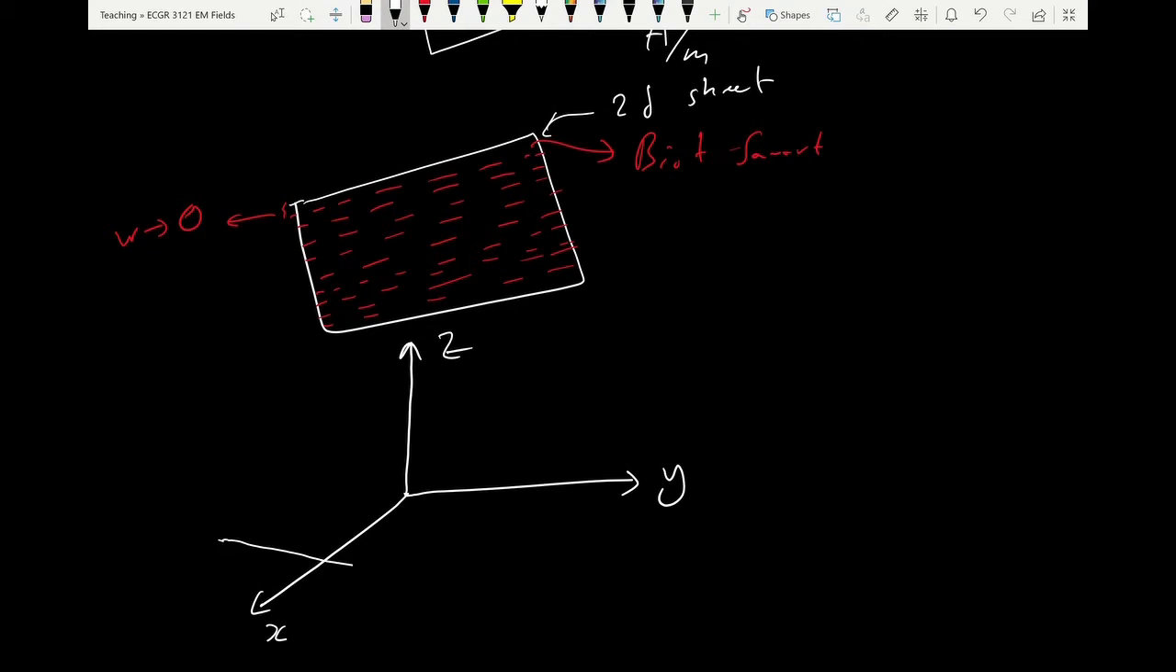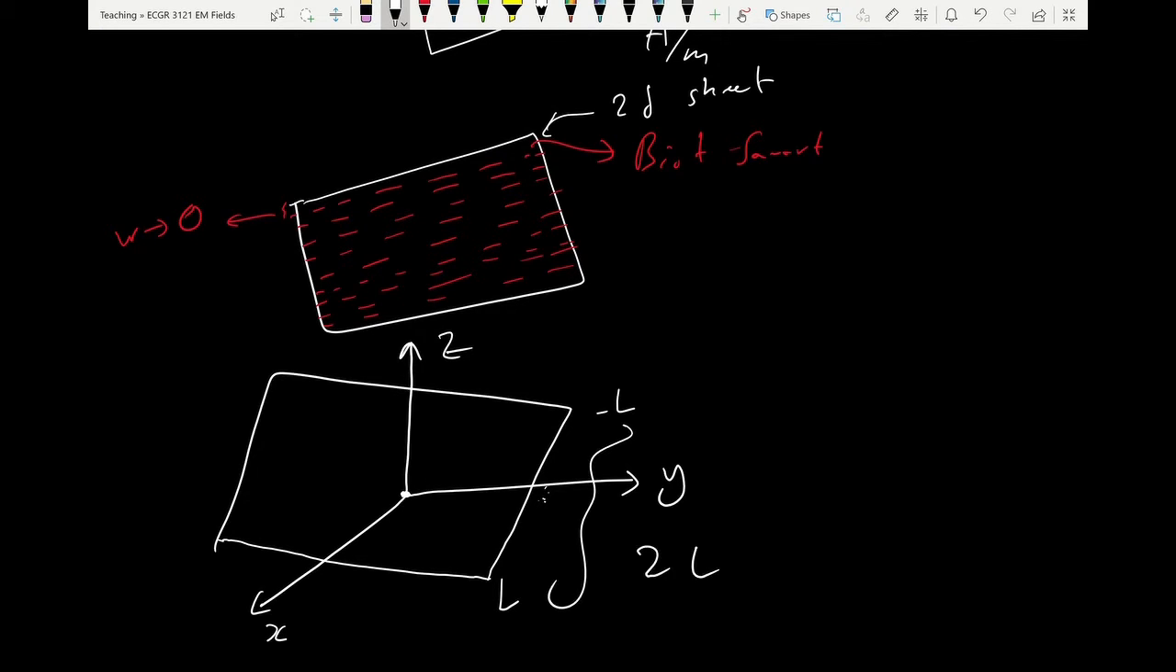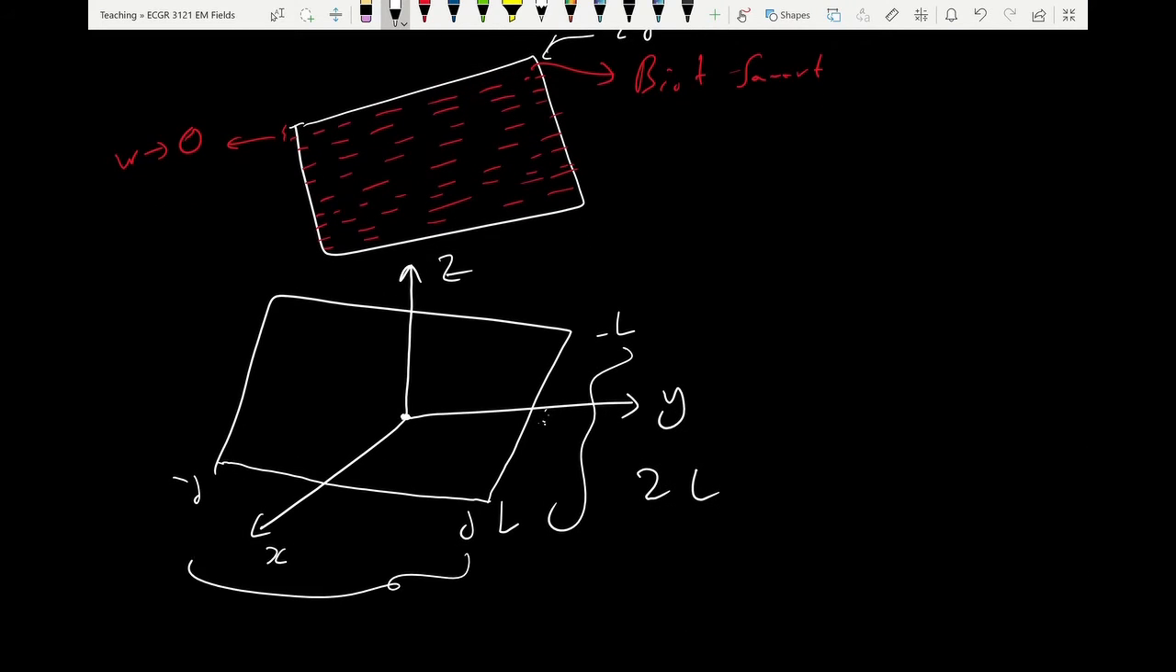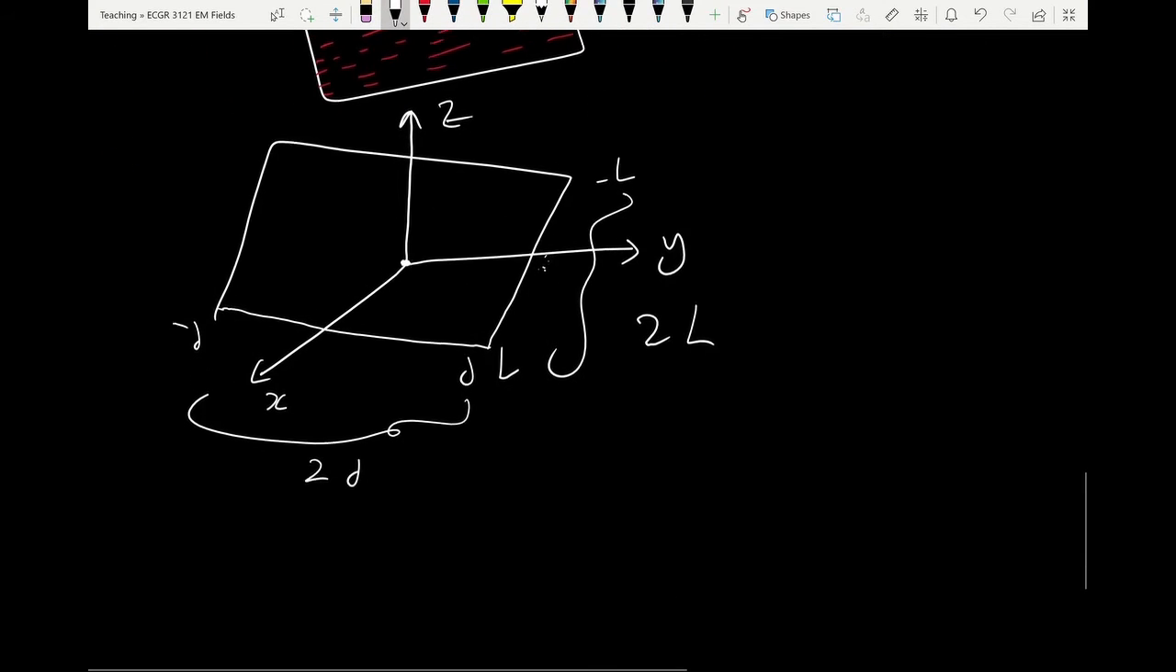Let me see, how am I integrating? Yeah, let's take the flat sheet to be where the normal to the surface is the z-axis, right? So it's centered at the origin, and the x dimension goes from minus L to L, so the whole width here is 2L, and then the y dimension goes from minus D to D, so the length here is 2D. So I'm setting up this way.